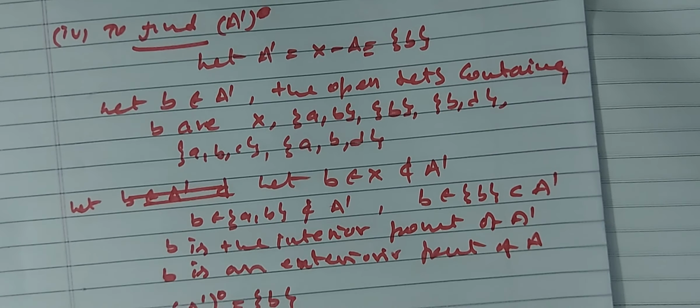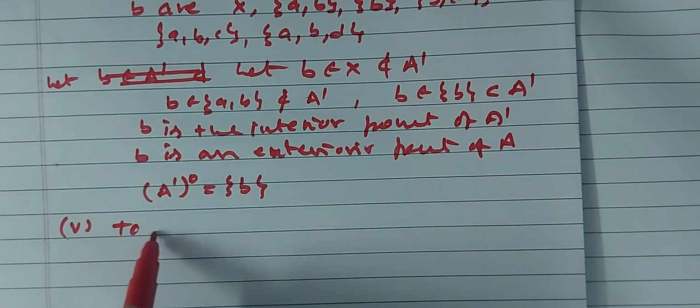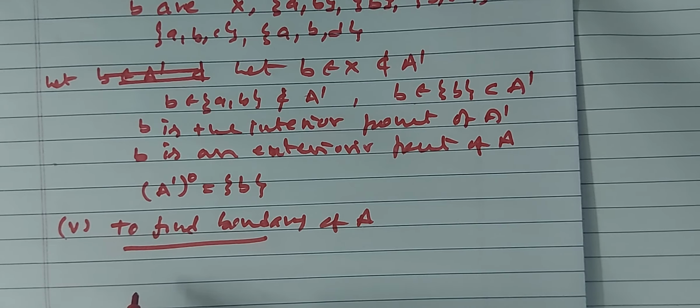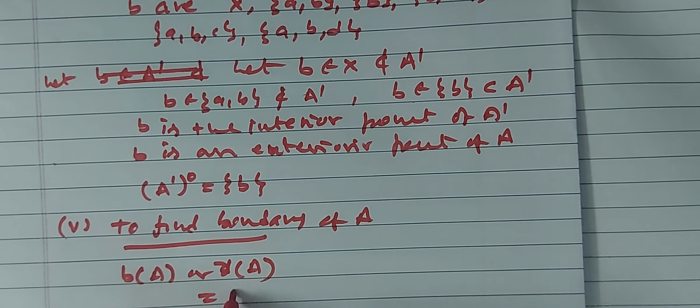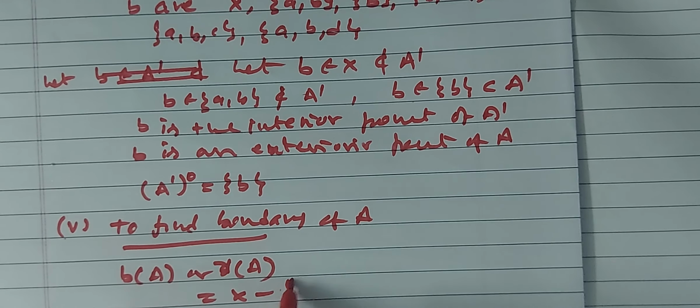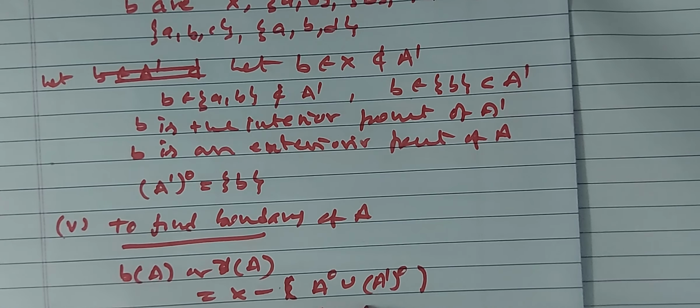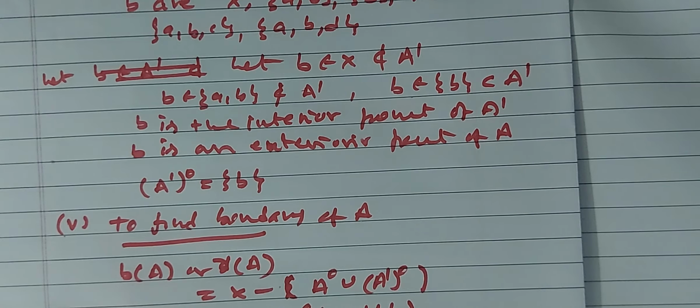Next, fifth point, to find the boundary of A. Boundary of A, denoted by P of A or dou of A, is equal to X minus (A power naught union A dash whole power naught), which is equal to X minus (empty set union {B}), which is equal to the set {A, C, D}. That is the boundary of A.